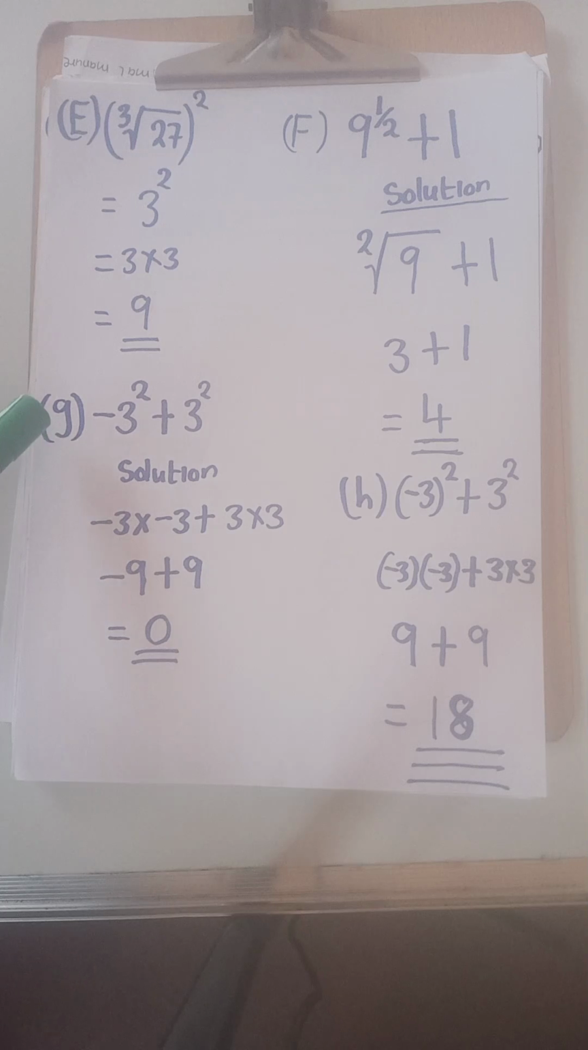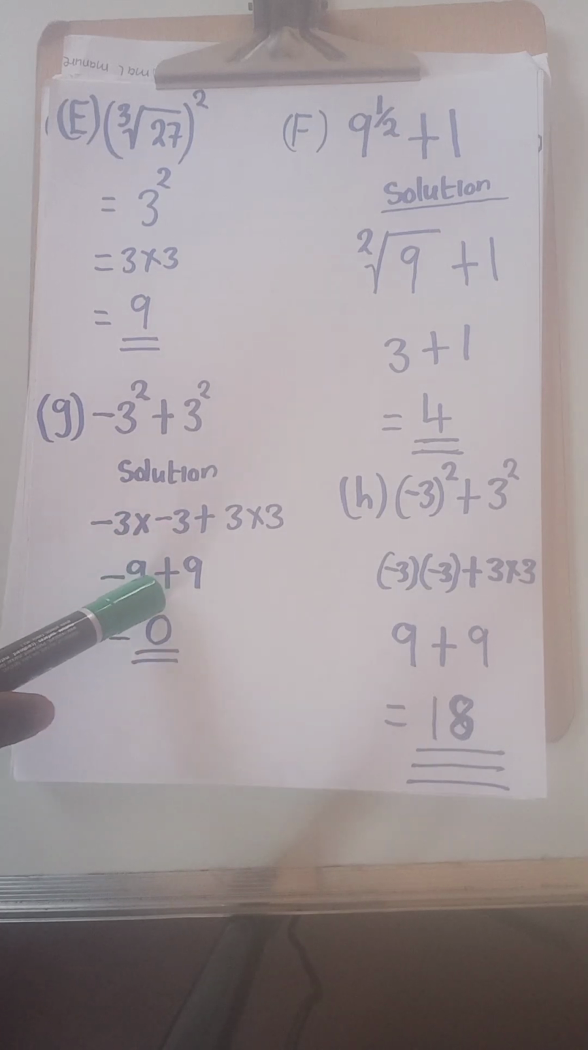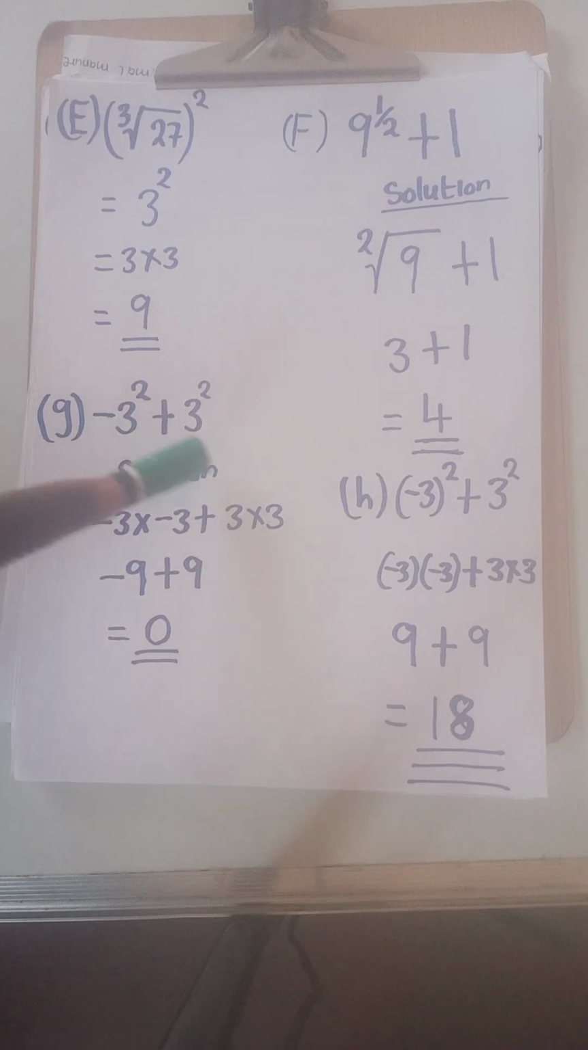That's when you say negative times negative. But now here, it's not inside the brackets, so the sign will be the same. You just multiply the number. So 3 times 3 is 9, with the negative, negative 9. Plus 3 times 3, 9. Negative 9 plus 9, what do you get? 0.